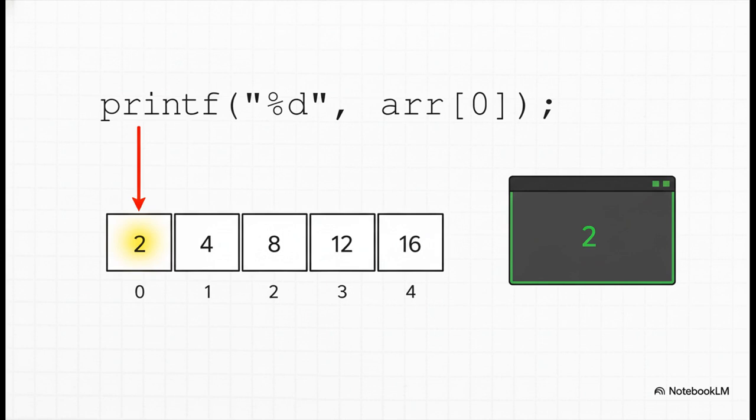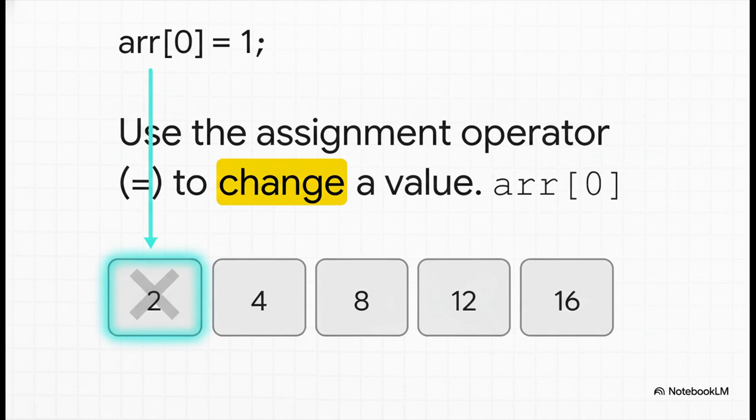Simple as that. And what if you want to change a value that's already in there? It's pretty much the same deal. You use that same index notation, like arr[0], but then you use the equal sign to assign it a totally new value. In this case, we're swapping out whatever was in that first spot and putting the number 1 there instead.